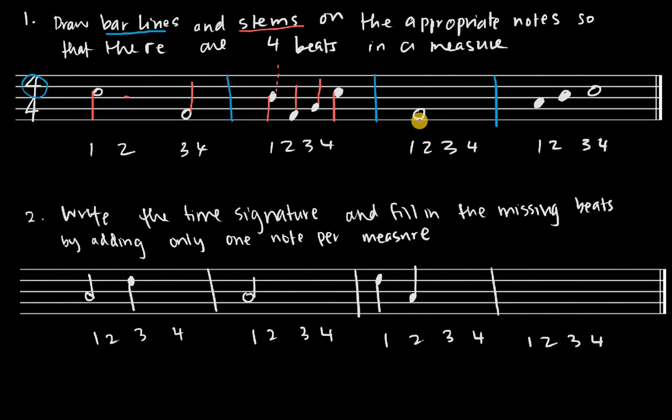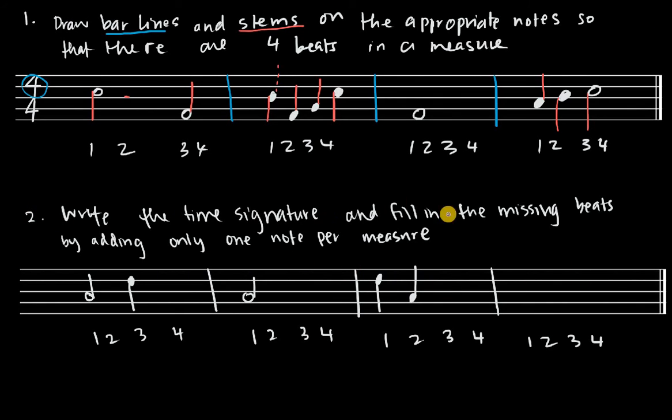This note over here, there's only one in a measure, so what note can you think of that has 4 beats? Well, it's a whole note, so we don't have to do anything to that one. And finally, the last one, 1-beat note, 1-beat note. And then this is a 2-beat note, which means it's a half note. And there we go, we're finished. So, on to the next question.